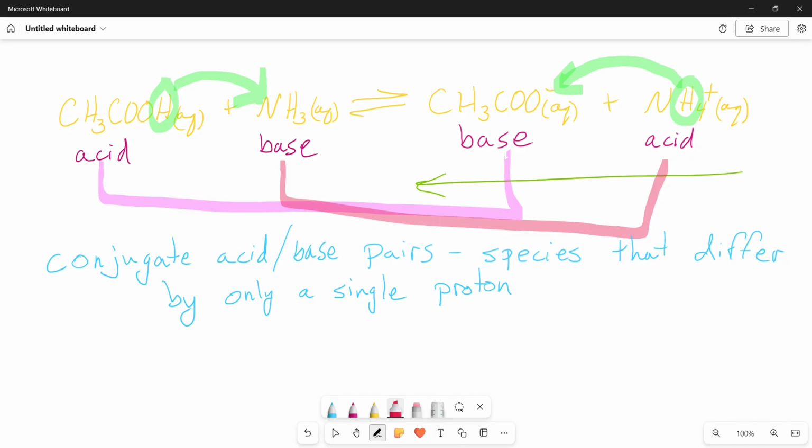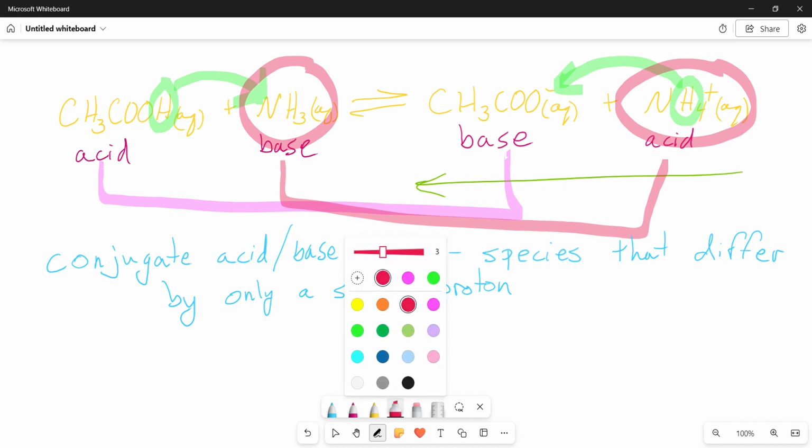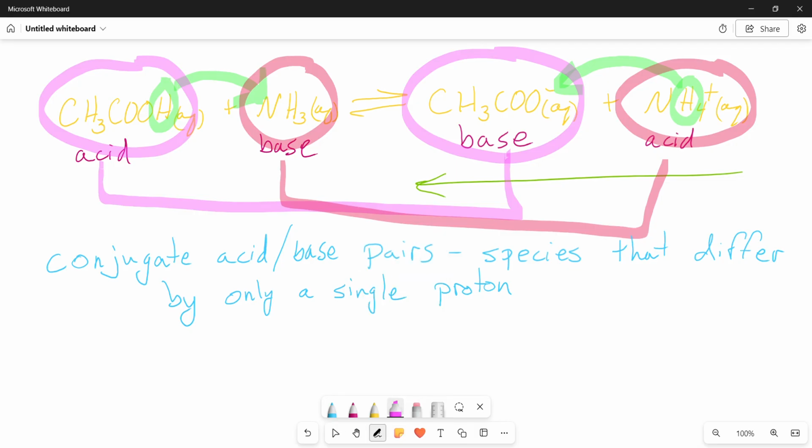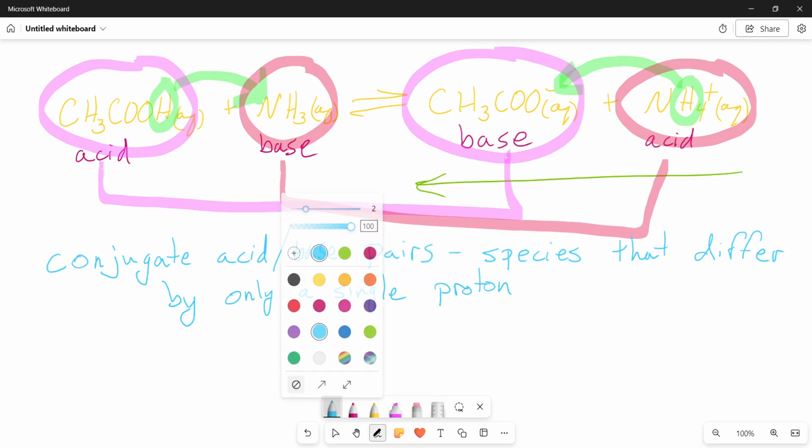So again, NH3 and NH4 plus are a conjugate acid-base pair. And acetic acid and acetate are another conjugate acid-base pair. They differ by only a single proton. So I guess I can write that out rather than just circling it.